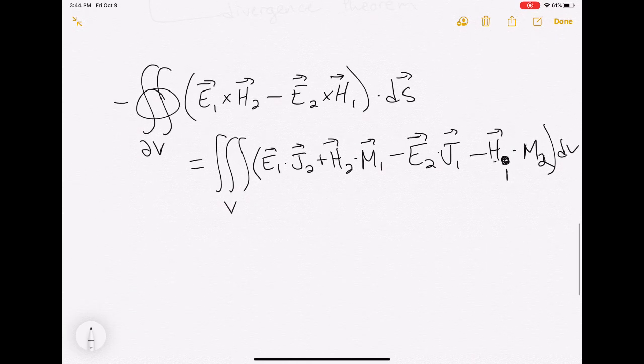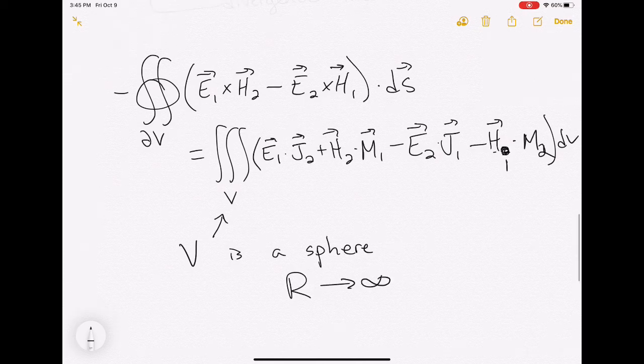Okay, how is this useful? There are a few different ways that this can be useful in an electromagnetic context, but specifically for antennas, what we like to do is let the left-hand side, the surface integral, be evaluated over a sphere of infinite radius. And obviously the volume integral has to be doing that as well. So let's say V is a sphere and let its radius go to infinity.